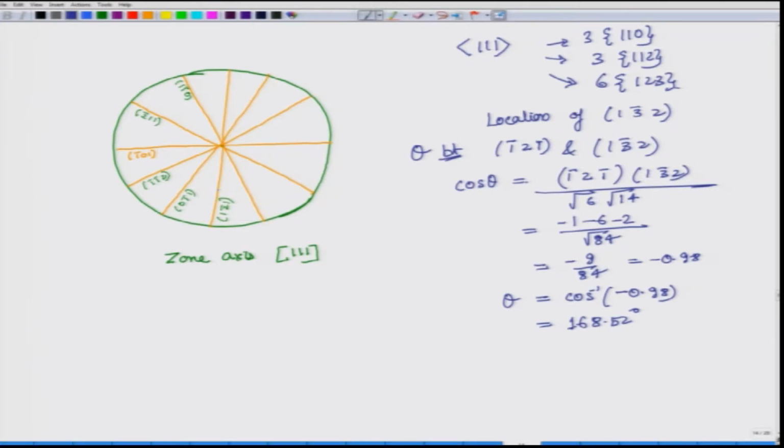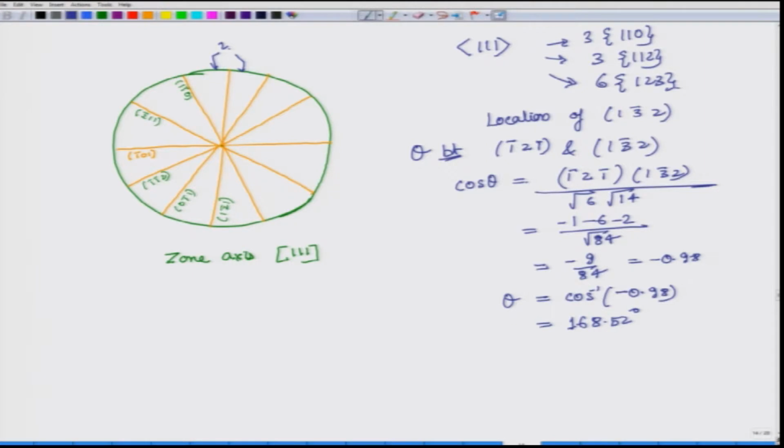So, now we have the dilemma of whether this particular plane is over here or over here. Both of them will be 168 in this direction and 168 in this direction. So, how do we solve that dilemma?